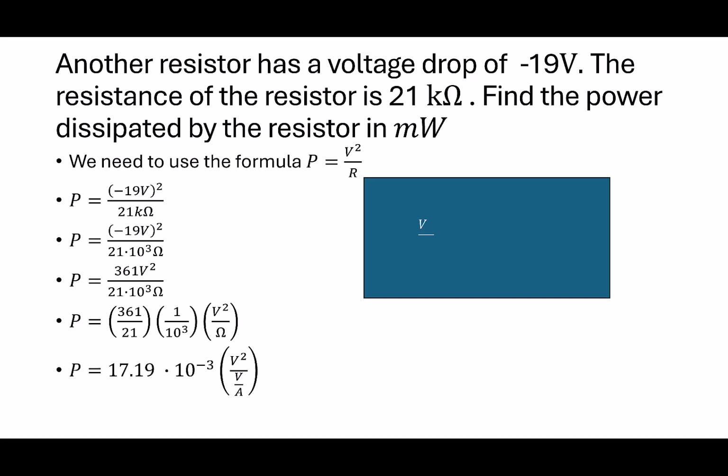Let's take a look at the units a little closer. When I divide by a fraction, I multiply by the reciprocal. That means I have V squared times A over V. This lets me cancel one of the V's and just come out with VA, which we know is a watt. 10 to the negative 3 standing for 1 over 1,000, or a milli, which tells us our final solution is 17.19 milliwatts.